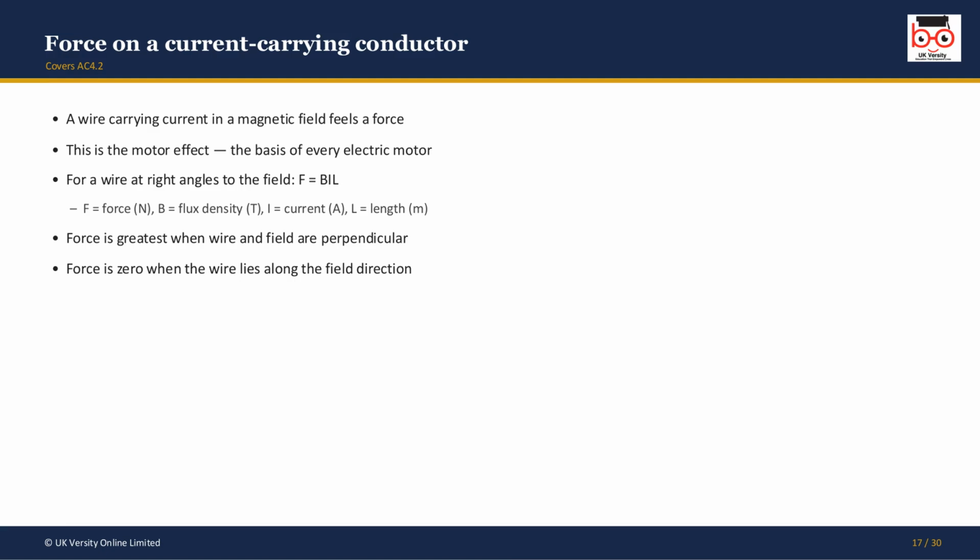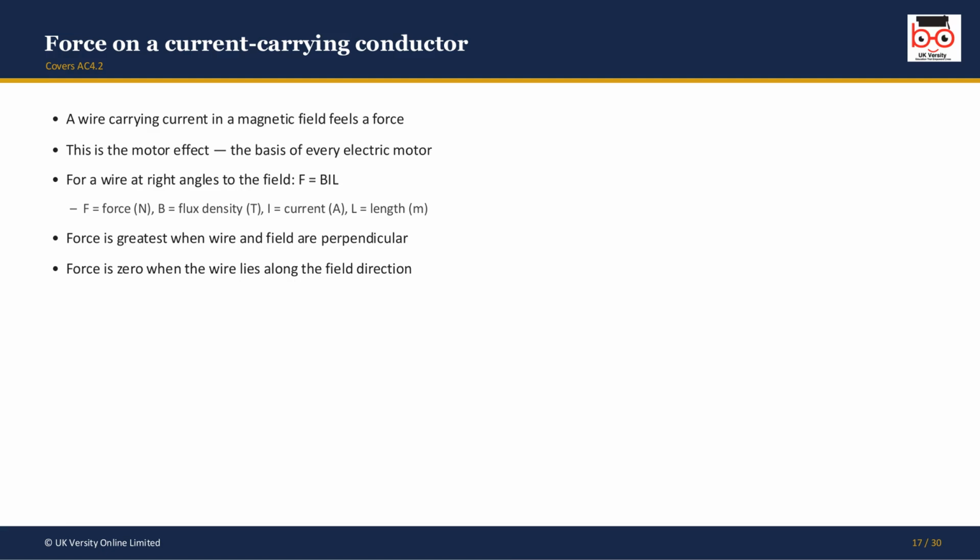Here's a central idea, the motor effect. A wire carrying a current in a magnetic field feels a force, and that's the basis of every electric motor. For a wire at right angles to the field, the force equals the flux density times the current times the length. Force equals BIL, with force in newtons, flux density in Tesla, current in amps, and length in meters.